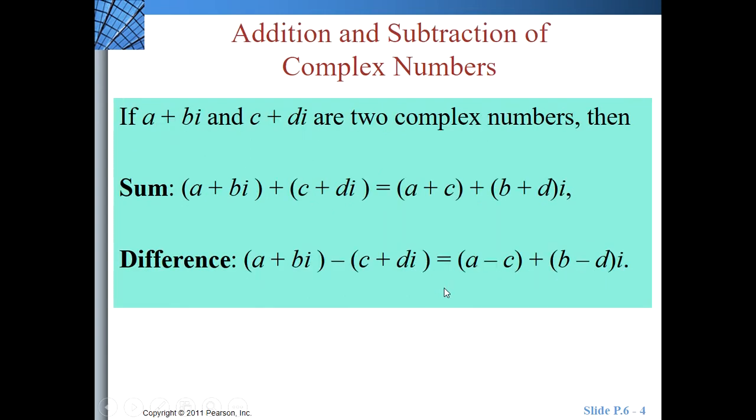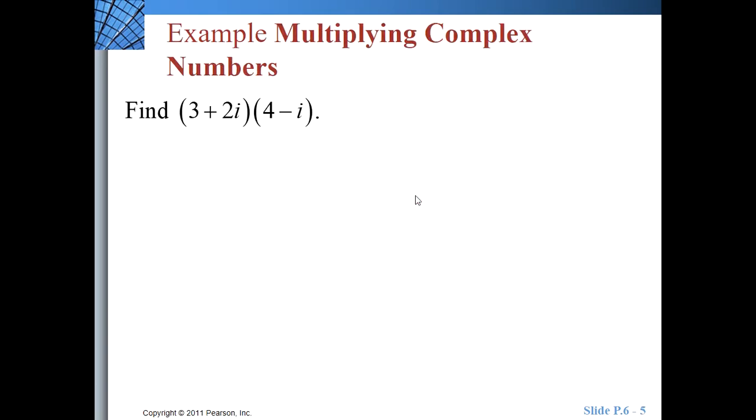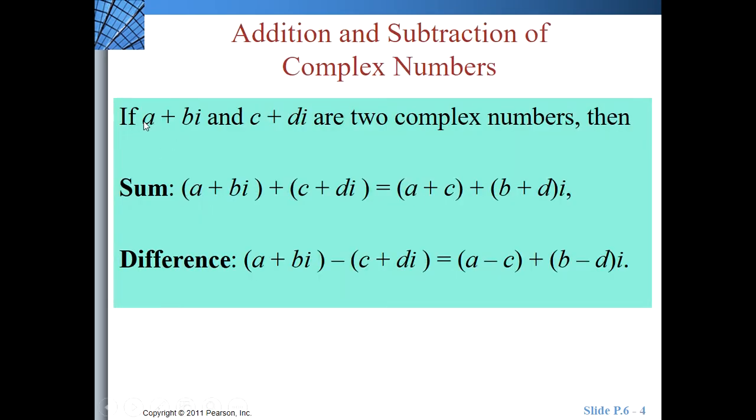Okay? If a plus bi and c plus di are two complex numbers, then all you have to do is add them. So this is a fancy way of just saying you can combine like terms. Let me see if there's an example here. This is multiplication. But basically, if this was 5 plus 3i and 5 plus 2i, you just add the 5's together, right? A and C. So it'd be 10, and then you add these two together. So it'd be 10 plus 5i, right? And you can do the same with the subtraction.